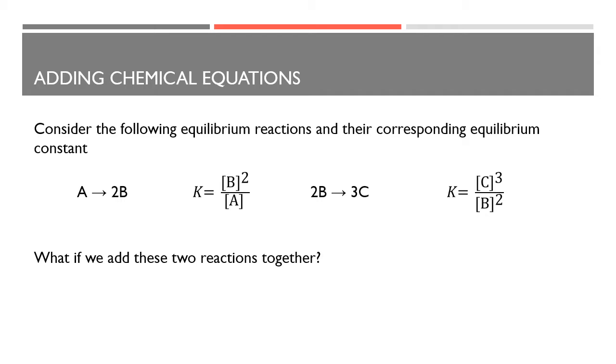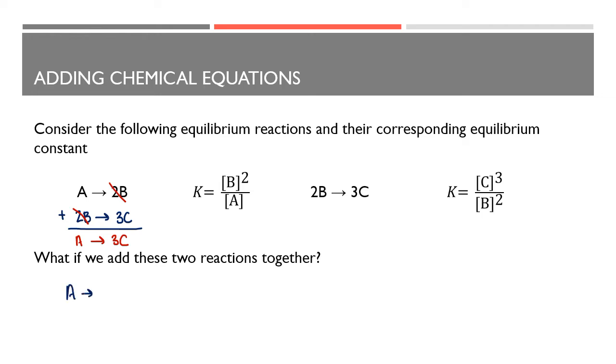I'm going to stack these 2 reactions on top of each other because that's how I'm used to showing how to add reactions together, so we can easily see what's on the product side and the reactant side, and we can cancel out the same terms on both sides. So we see 2B is a reactant and a product, so I can cancel out the 2B's, giving me A yields 3C. This is the sum of the 2 previous reactions.